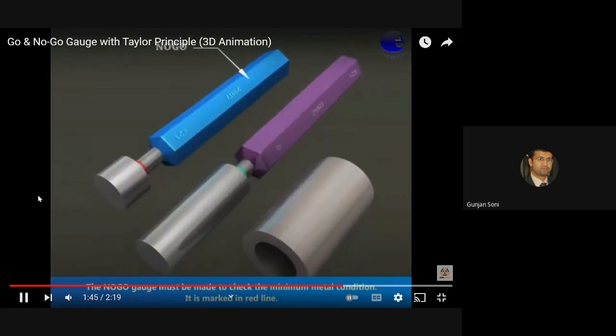The no-go gauge must be made to check the minimum metal condition. It is marked in red line. So this is Taylor's principle, which says that the go gauge should be made for maximum metal condition, and the no go gauge should be made for minimum metal condition. Whether it's a shaft or a hole, irrespective of that, it's always going to be the same. So I repeat that. Taylor's principle says that the go gauge should be made for maximum metal condition and the no go gauge for minimum metal condition.